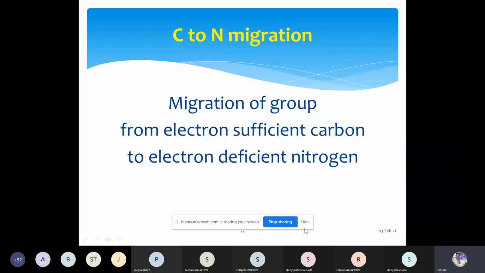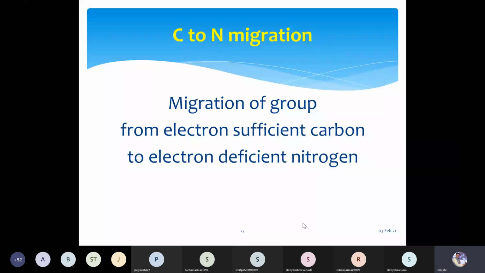Okay, now I am going to discuss the C2N migration. In the C2N migration, first of all, when can we consider nitrogen to be electron deficient? Already we have discussed when nitrogen becomes electron deficient. So can you explain, or can anyone say, in which condition we can consider nitrogen electron deficient?